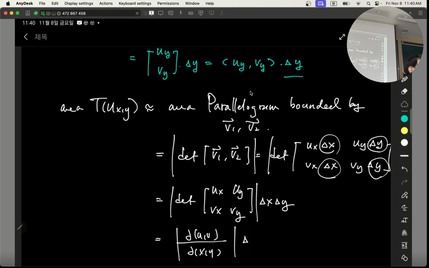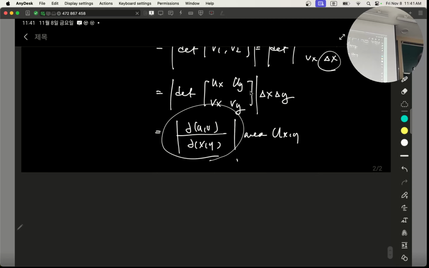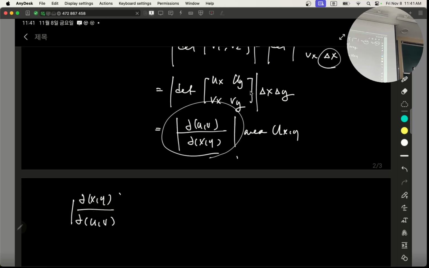And what is delta x times delta y? That's exactly the area of the small region in the domain. So what does the Jacobian mean? Even though it's an approximation, it's going to be almost equal when you have small delta x and delta y. So the Jacobian is approximately equal to the area of the image of the small region over the area of the domain.